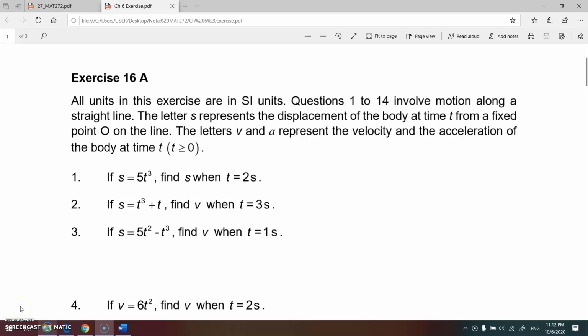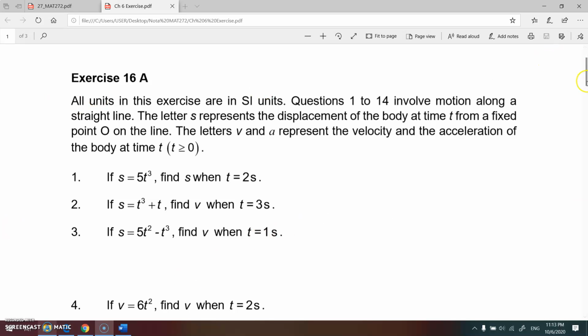Exercise 16A. All units in this exercise are in SI units. Questions 1 to 14 involve motion along a straight line. The letter S represents the displacement of the body at time t from a fixed point O on the line. The letters V and A represent the velocity and the acceleration of the body at time t, where t is a positive number.